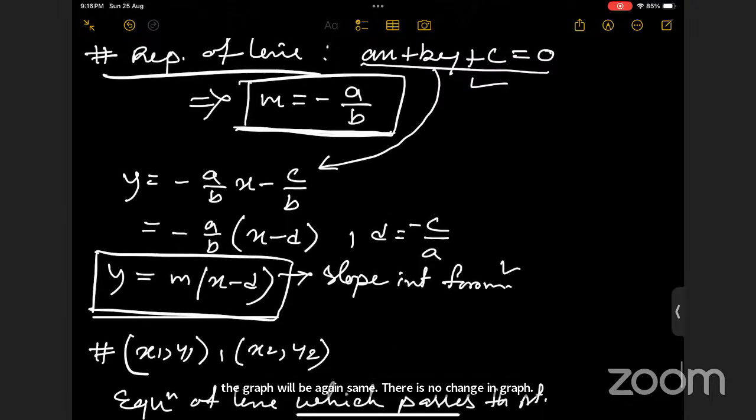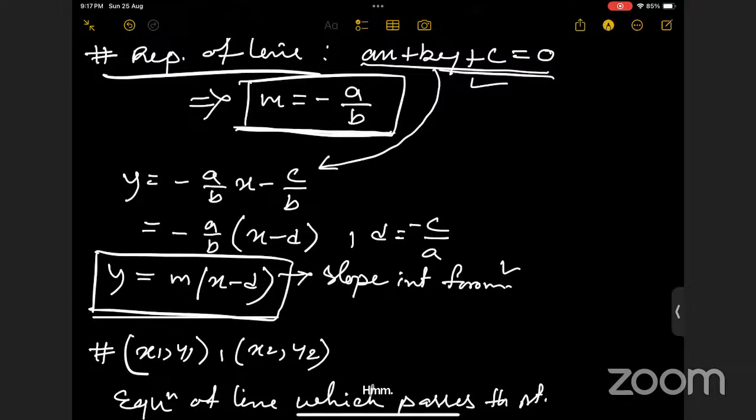Ma'am, I'm getting it now partially. Is it something like, can I draw one curve, and then one straight line which is touching that curve? Is that called slope intercept form? What I'm trying to say, just see.